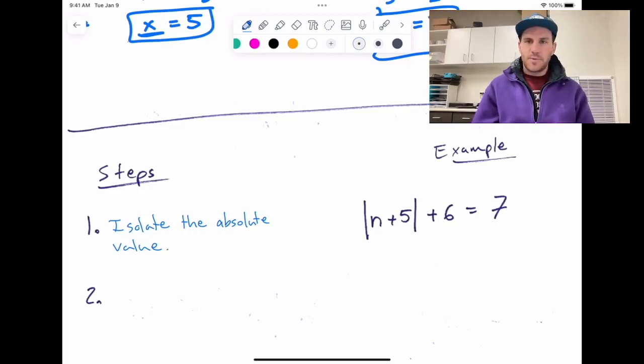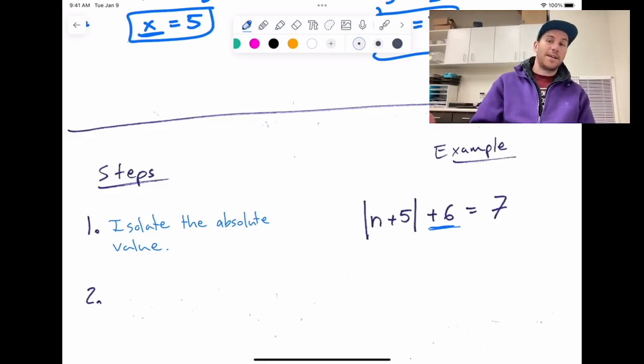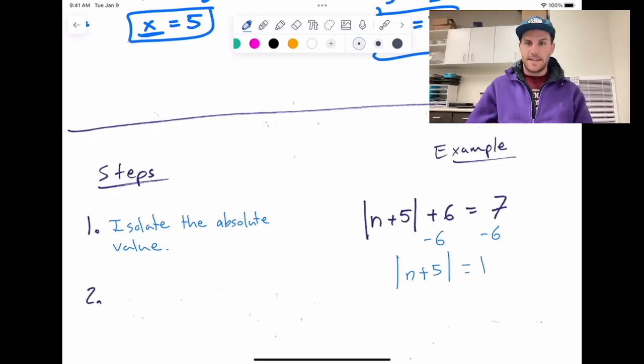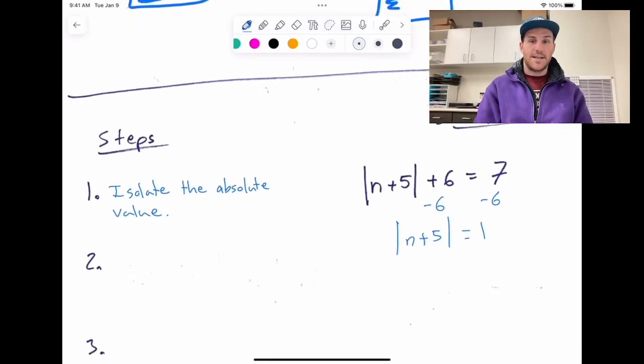Okay? Now, how would we get the absolute value alone here? What do we need to get rid of? Well, we need to get rid of this plus 6. How do we get rid of a plus 6? Well, think about it. If this equation was x plus 6 equals 7, what would you do to isolate the x? You would subtract 6 from both sides. It's exactly what we're going to do here. We subtract 6. So we then get that the absolute value of n plus 5 is equal to 1. Fantastic, okay? This is a positive number, so that's true. Absolute value is always positive, and we're good to go on to the next step.